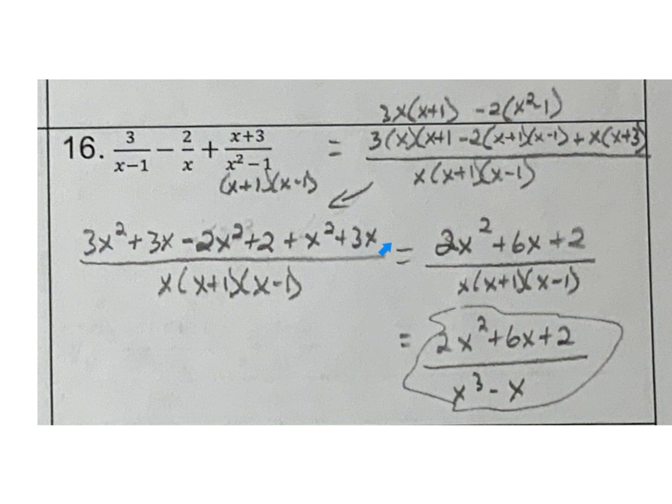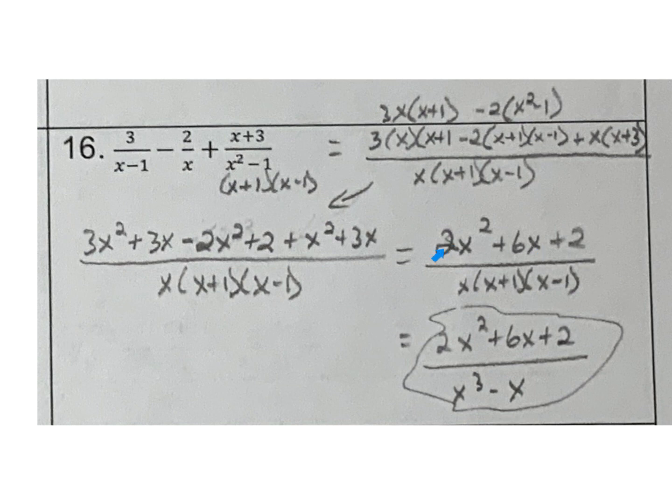So all of these terms are over the lowest common denominator of x times x plus 1 times x minus 1. When you combine your like terms here, you get 2x squared plus 6x plus 2, all divided by x times x plus 1 times x minus 1.